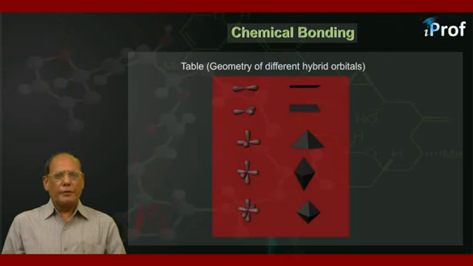In case of sp3d2 hybridization, six sp3d2 hybrid orbitals will be formed, which will be directed towards the six corners of an octahedron, which, being a symmetrical figure, the angle between two hybrid orbitals will be 90 degrees.